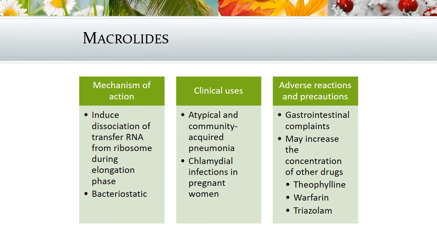Macrolides. Macrolides work by inducing dislocation of the transfer RNA from the ribosome during elongation phase. They are considered bacteriostatic. They're used in atypical and community-acquired pneumonia and chlamydia infections in pregnant women. Adverse reactions and precautions include nausea, vomiting, and diarrhea, and they may increase the concentration of drugs like theophylline, warfarin, and triazolam.